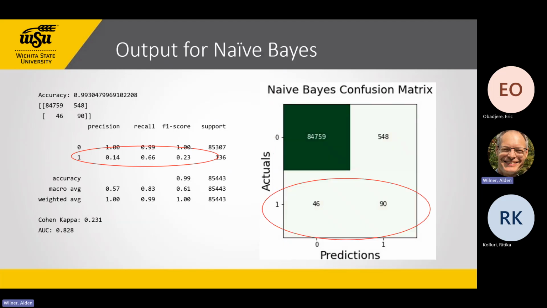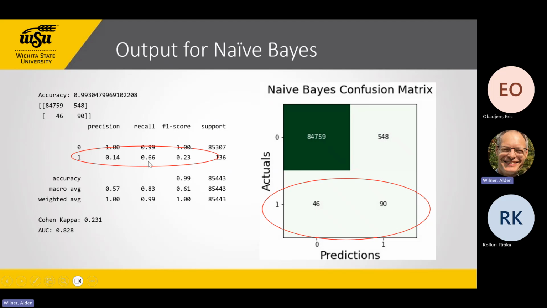If we try the naive Bayes classifier, in this case, we get very high precision, recall, and F1 score for the majority case. We do get some correctly classified minority cases, but you can see we actually pick up some false positives and false negatives, right? So our precision is only 14%.